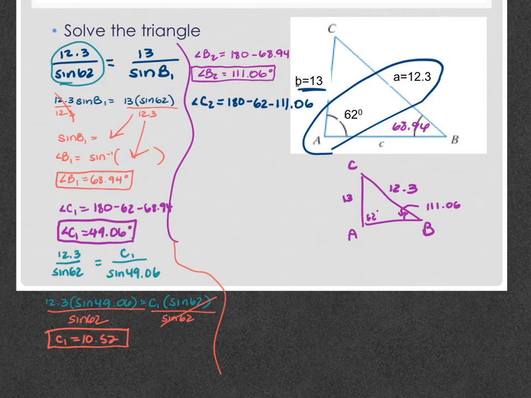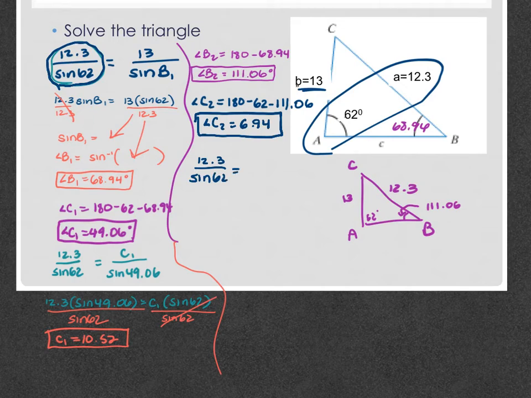And this is the deciding factor right here. If what I get there is negative, I'm done. But if it's positive like it is, even though it's small, that means there's a second triangle and I have one more step. So once I get that, I need side C2. I still go back to the original measurements that were given to me. So 12.3 over the sine of 62 would equal C2 over sine of 6.94.